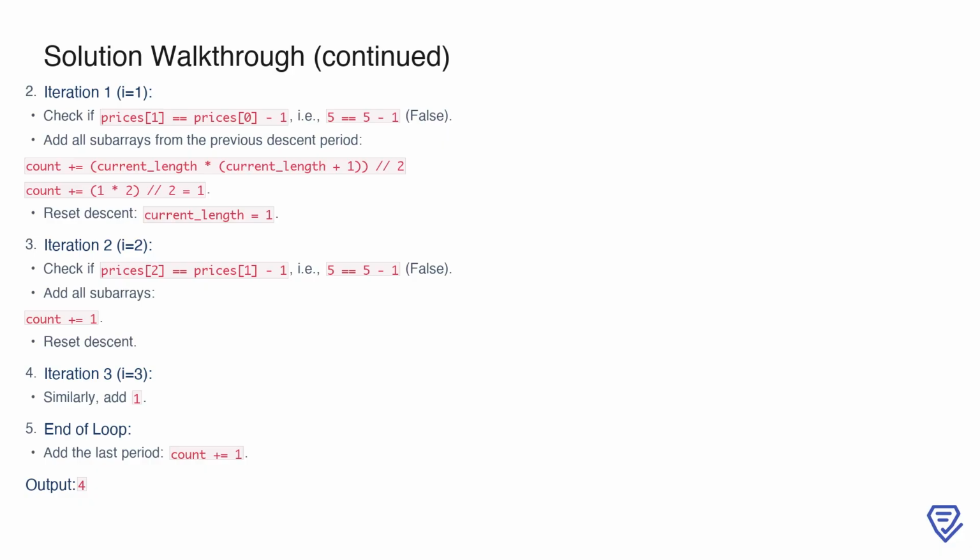The same process is repeated in the second and third iterations, where we calculate and add 1 for each streak of length 1. At the end of the loop, we add the subarrays from the final period, which is also 1. Summing all these, we find there are 4 smooth descent periods in total for this example. The output is therefore 4.